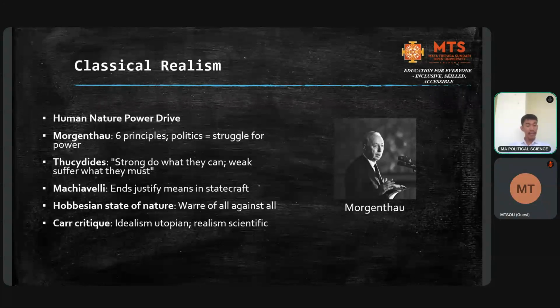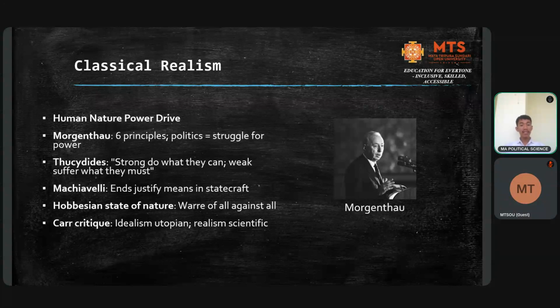So Thucydides is an ancient thinker. He said, strong do what they can, weak suffer what they must. Okay, those who are strong, they always do what they can do, and the weak have to suffer because they are weak. So this is Thucydides' dialogue.